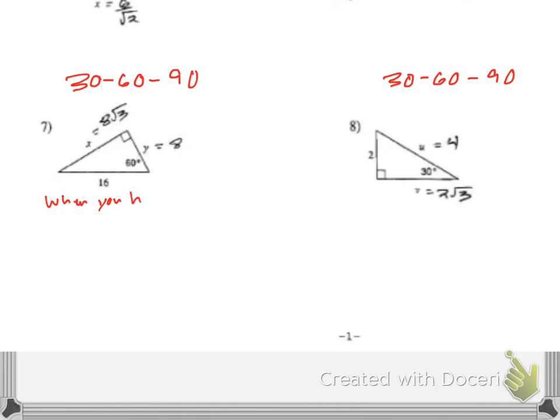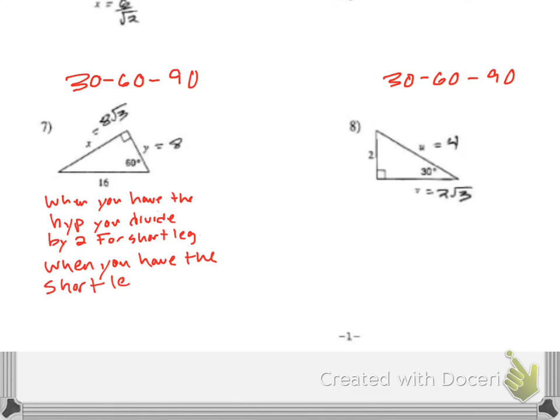So here, I'm going to sum that up again. When you have the hypotenuse, which we do here at 16, you can divide by 2 to get the short leg. If you have the short leg, then you can take that times the square root of 3 and get the long leg. That's the big rule. Okay, those are the right answers in number 7. That's all of it right there. That's everything we know about 30, 60, 90.